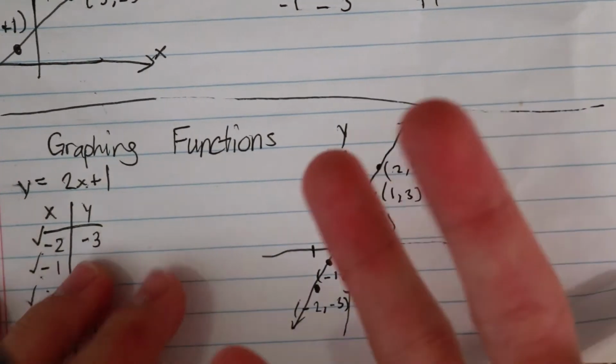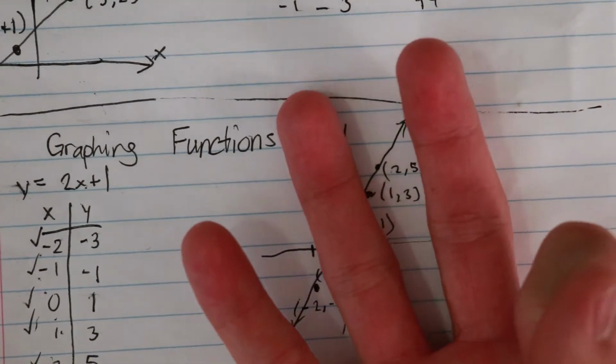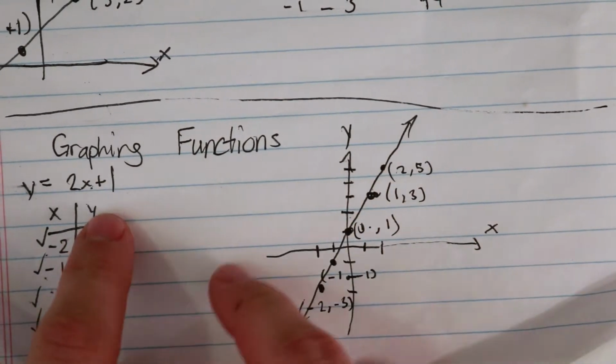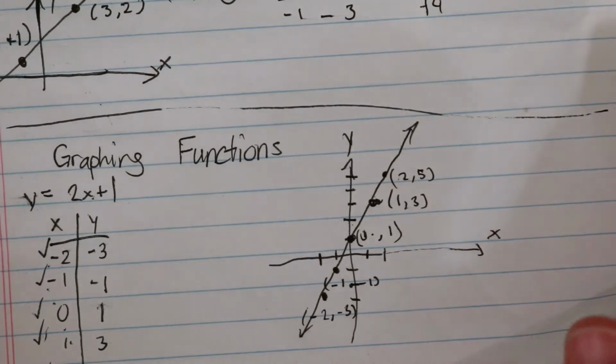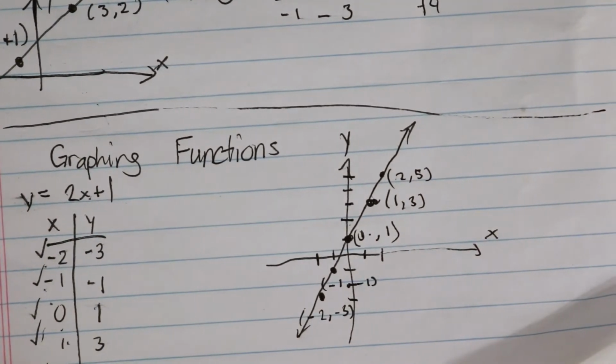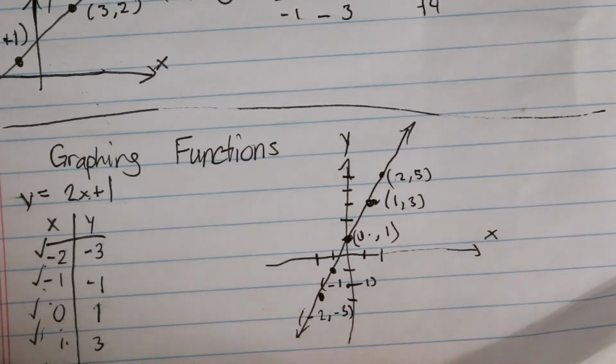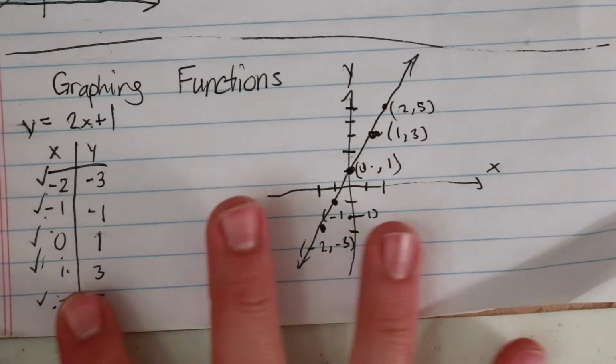My teacher always taught me 3 points. There's only one line that exists through 3 points. You can have a line through any 2 points, but to line 3 up, there's only one line that exists. So it's best to graph 3, usually 5. That's how many points I would say to use when you're doing this.